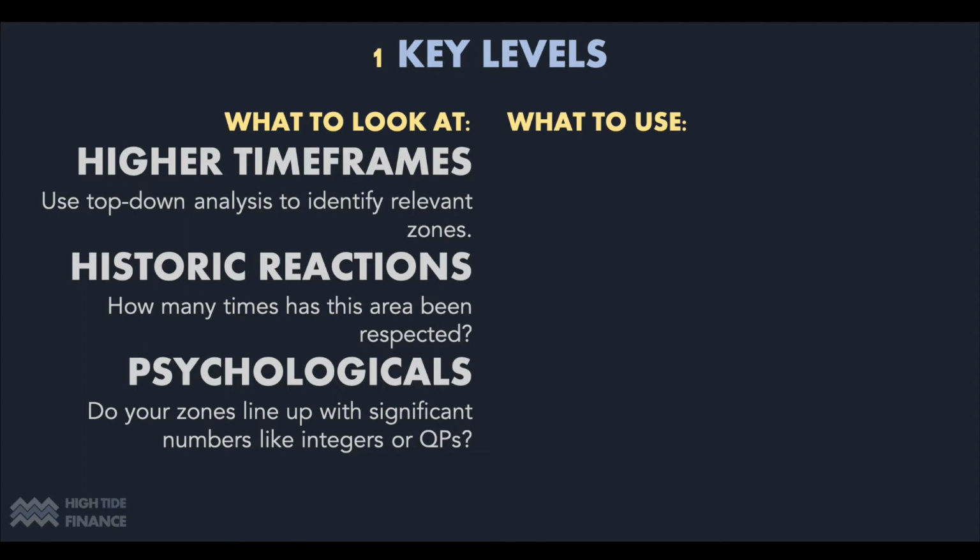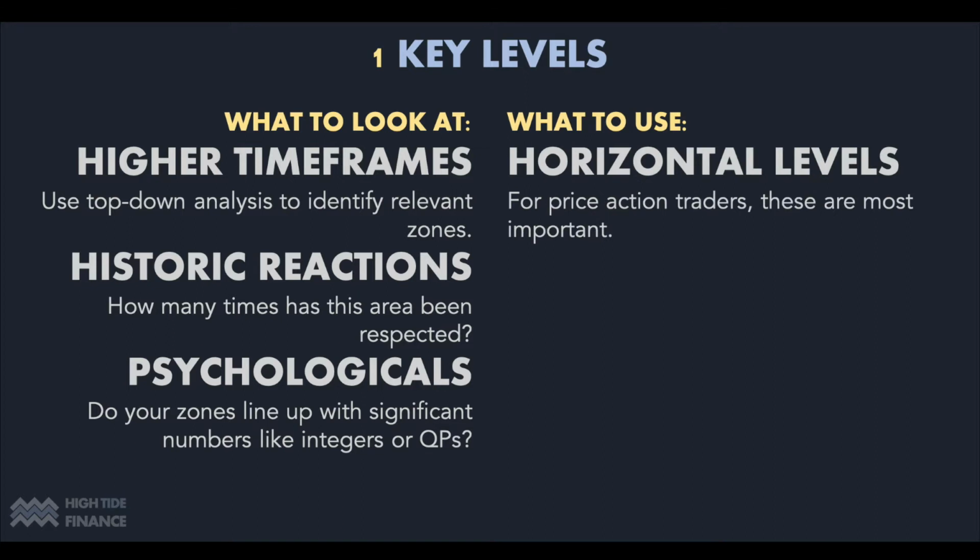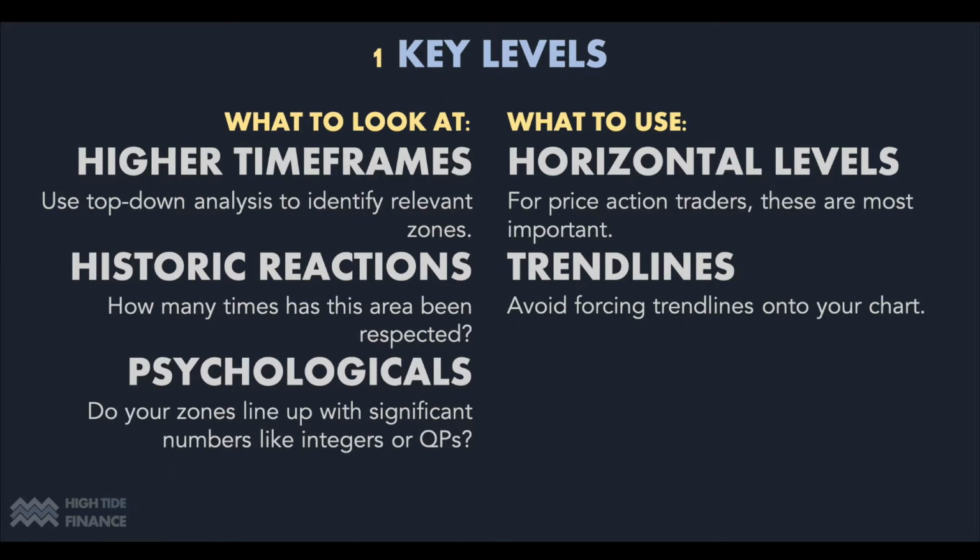As a price action trader, I've argued that horizontal levels are the most important thing. You can use rays or lines or boxes, whatever you want. Just get those horizontal levels on your chart. You want to see if that's lining up with a trend line if you can. I recommend avoiding forcing a trend line onto your chart. It's an easy trap to fall into as a trader. You want to make sure that your trend line is clear and obvious and you're getting a good few touches of that trend line.